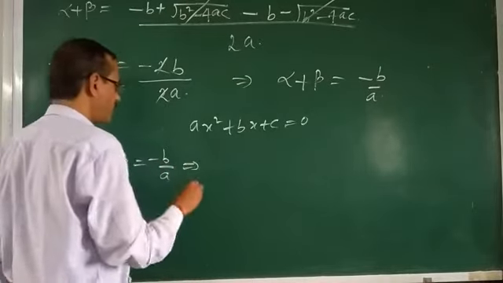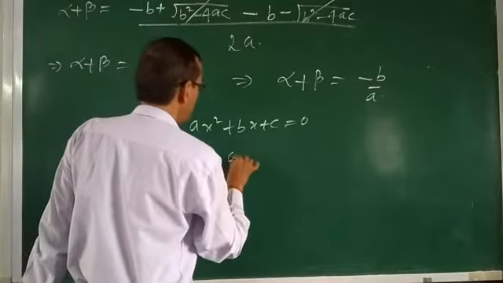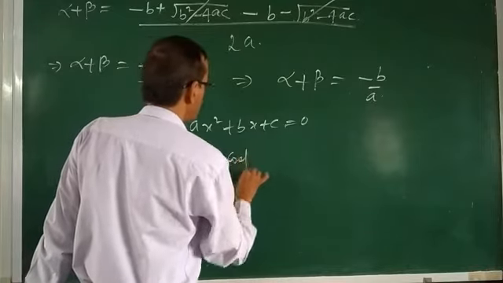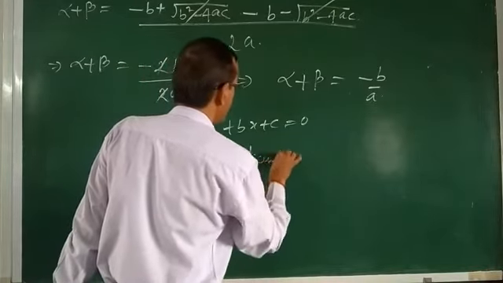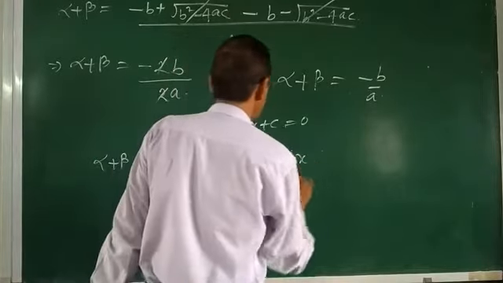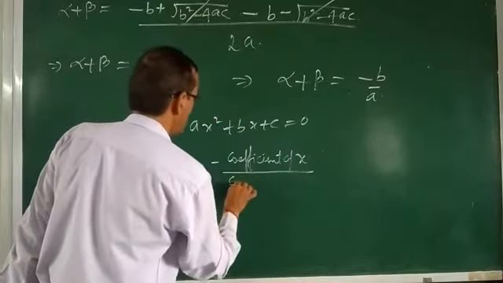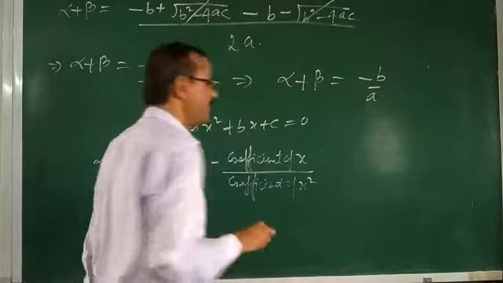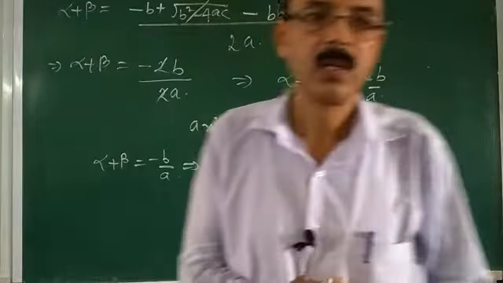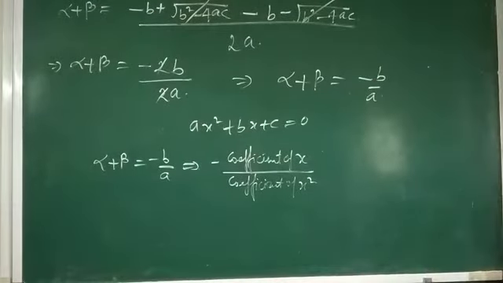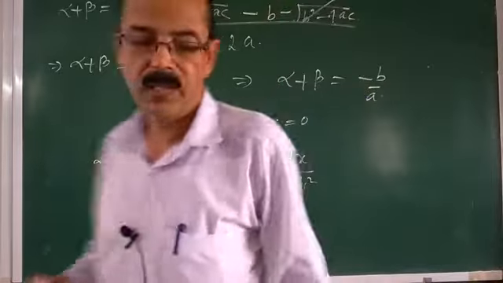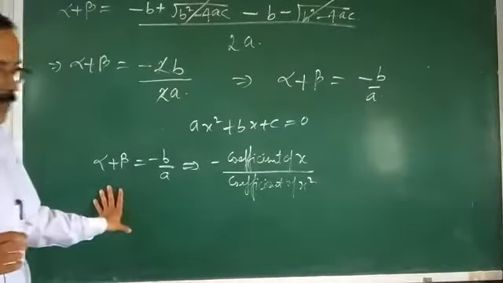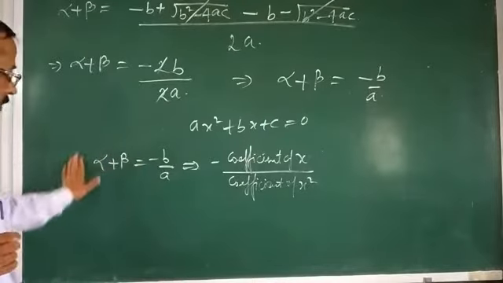It means that minus coefficient of x upon coefficient of x square. Student, so one formula we found: alpha plus beta is equal to minus b upon a. We have to use this as a formula to solve the question. You have to remember this very important thing.